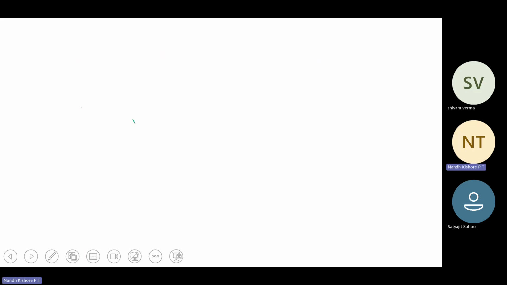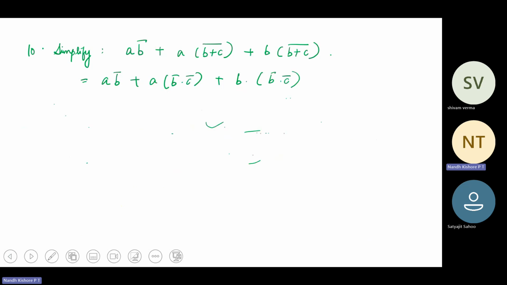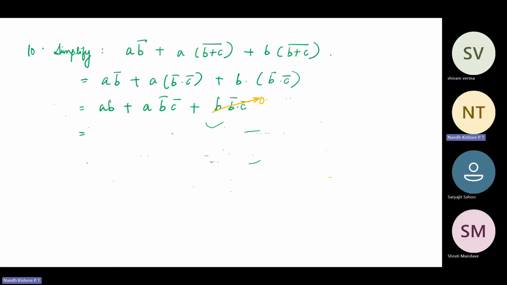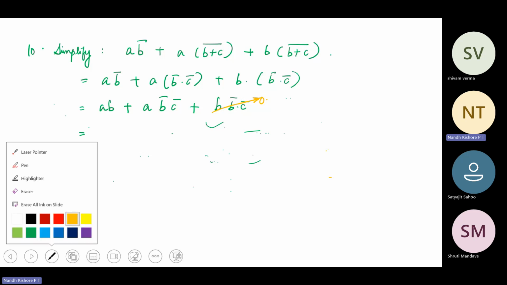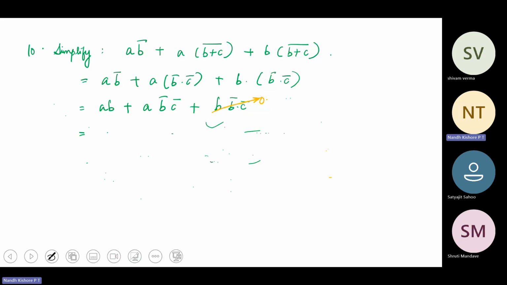I don't know why my computer is hanging a little today. Okay. So A B bar plus A B bar C bar plus B B bar C bar. So what is B B bar C bar? This would be directly 0, right? Because if B is 1, B bar is 0, and if B is 0, B bar is 1. So anyway, there would be a multiplication by 0, which means it is completely 0. Therefore, what you end up with is A B bar plus A B bar C bar.